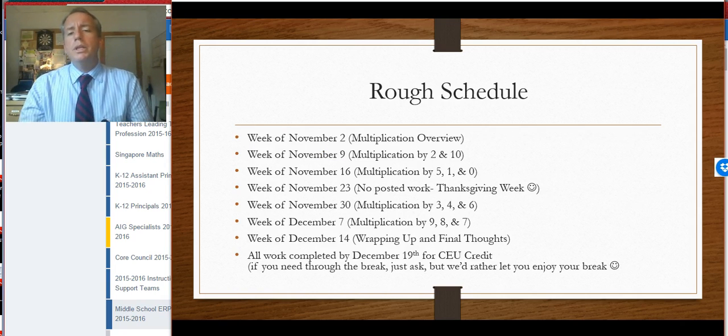So as we look at our schedule here over the next few weeks together, this schedule will take us up to our break in December. So this is the week of November 2nd, so we're doing our overview, and then we're going to jump in. You can see the schedule there with the 9th, the 16th, and onward there. We are not going to post any work during Thanksgiving. You're certainly welcome to catch up during that week. You're also welcome to not log in during that week. I don't know. I may or may not be online that week.